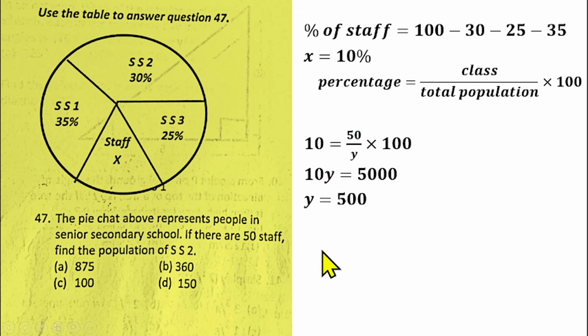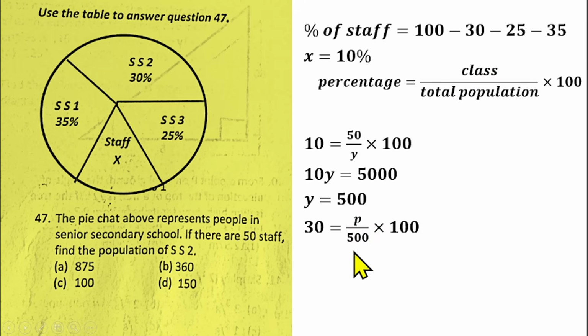So that means the whole population, all the people that are there, are 500. So we have to find the population of SS2. So the percentage of SS2, which is 30%, equals the number of SS2, which is represented by P, over the total population, which is 500, times 100.